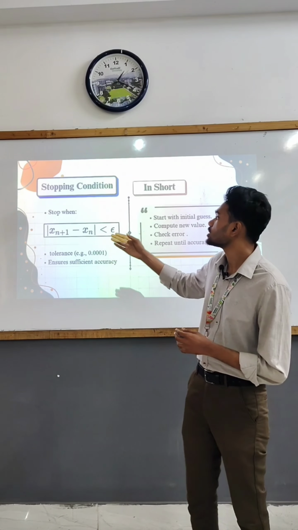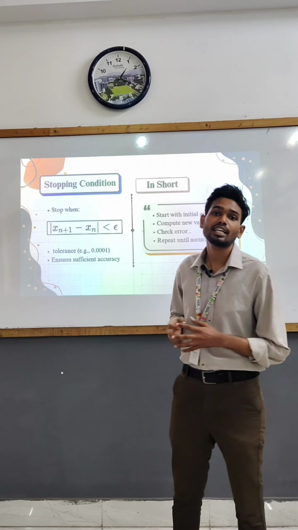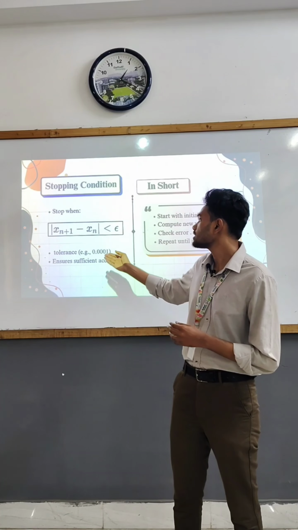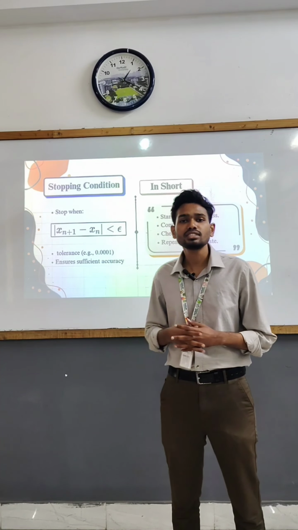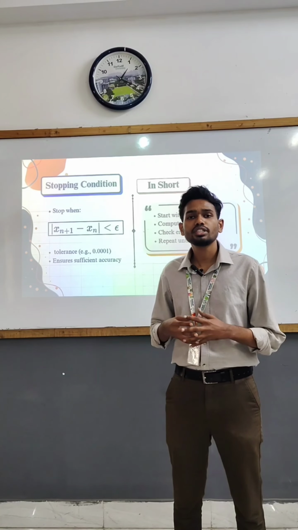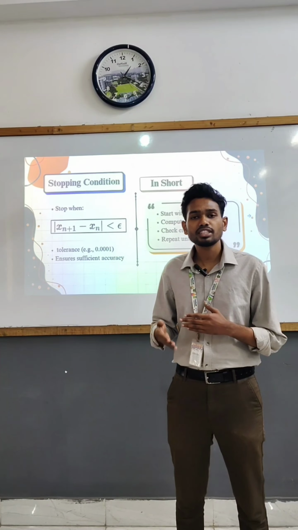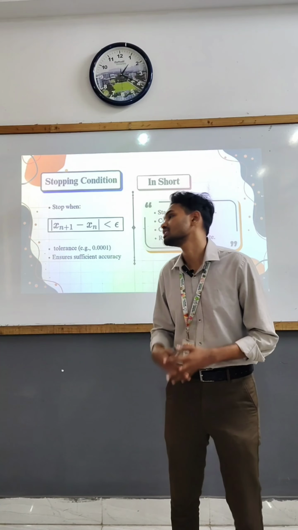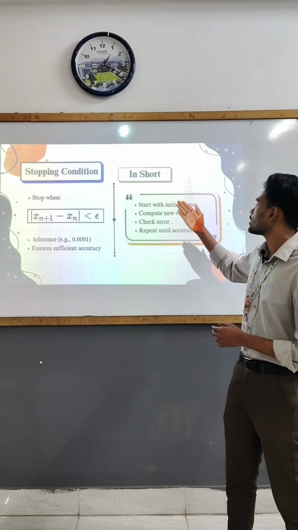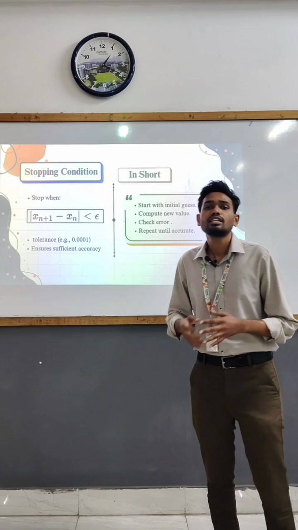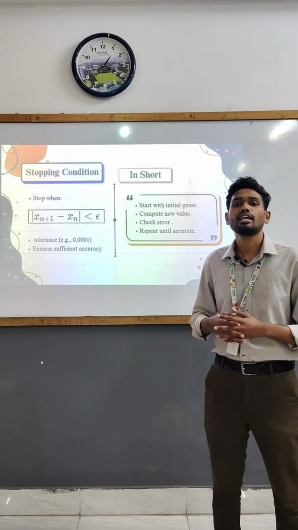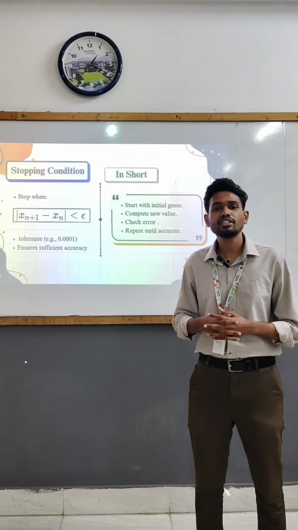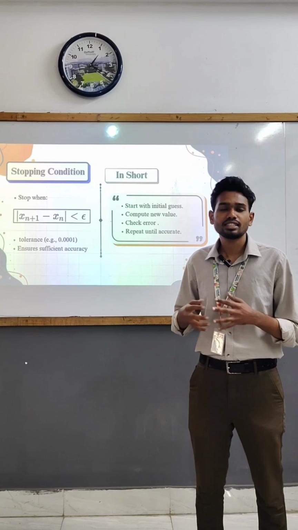Mathematically, the stopping condition is absolute value of xn plus 1 minus xn less than tolerance. Tolerance is a small number such as 0.0001. This means once the difference between two iterations becomes extremely small, we can assume that the root has been reached with sufficient accuracy. Then the algorithm can be summarized as start with initial guess, then compute new approximation using formula, then check error and repeat the process until achieving the desired accuracy.